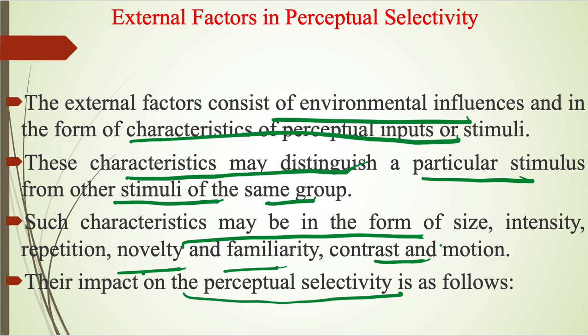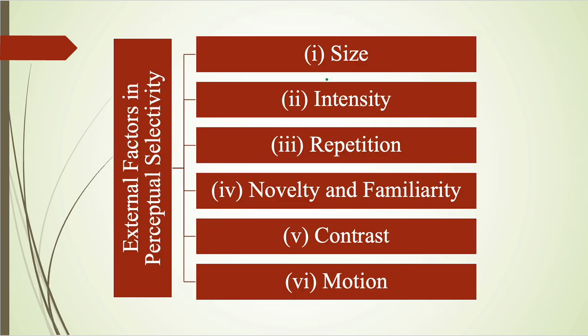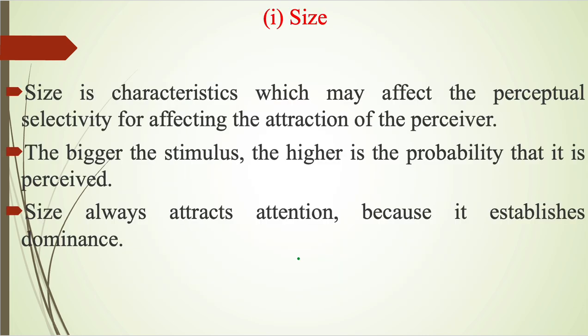So basically external factors are the environmental factors which affect the perceptual inputs or stimulus in different ways. So what are the external factors in perceptual selectivity? Size, intensity, repetition, novelty and familiarity, contrast and motion. These are the external factors affecting perceptual selectivity. Now we'll discuss each point one by one in detail. So first one is the size.